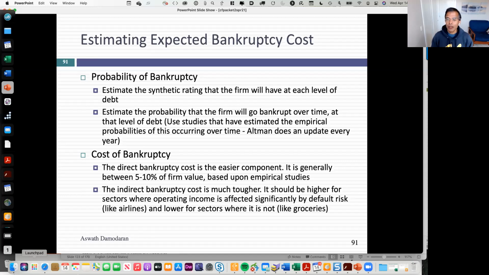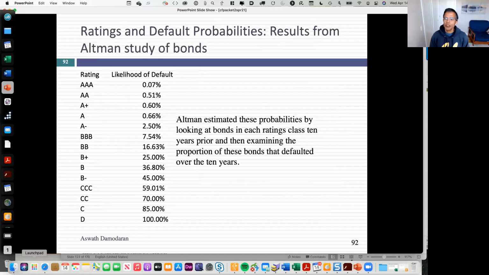But let's say you run into one of these purists and he says, look, I don't believe this cost of capital approach. Show me what the optimal debt ratio for Disney would be with the APV approach. Let me lay the foundations. I now need an estimate of the probability of bankruptcy at every debt ratio, right? Here's how I'm going to do it.